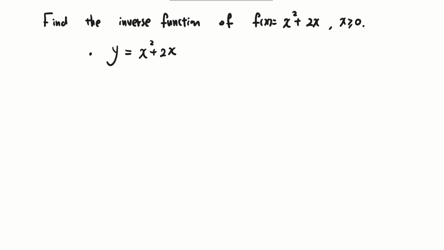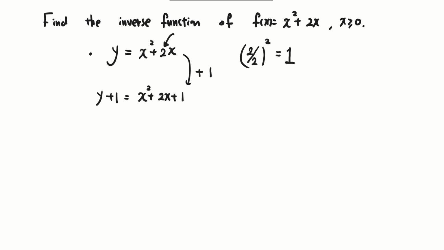So we'd like to complete the square of x. The way we can complete the square is, if you take a look at the coefficient of x here, 2, you pick the number, divide it by 2 and take a square. Then you get the number 1. Then we're going to add 1 on both sides. Then we have y plus 1 is equal to x squared plus 2x plus 1. Then we complete the square. So y plus 1 is equal to x plus 1 squared.